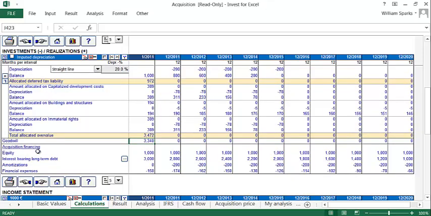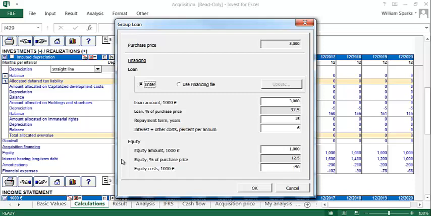Okay, and then there's acquisition financing. So actually, this is now the buying part, if the group wants to take debt for the acquisition. So this is modeled here. And you have the button, the small button with 3 dots.